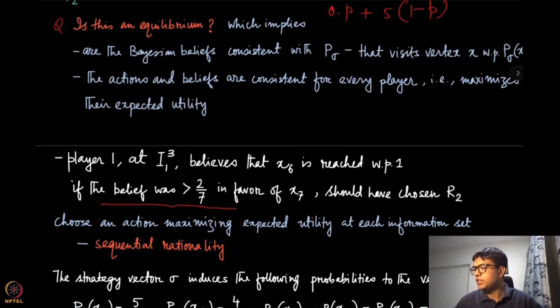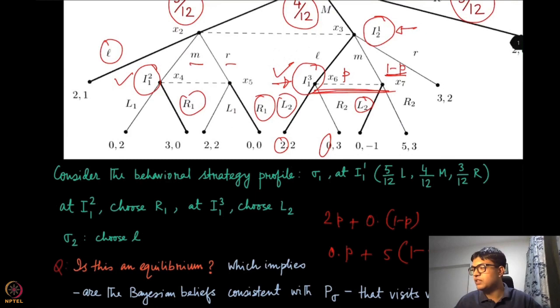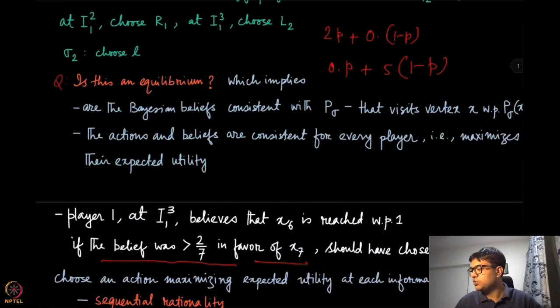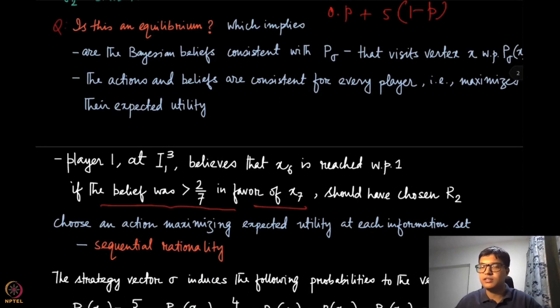So if this player thought its belief was such that this 1 minus P is larger than 2 by 7, which means that this P is at most 5 by 7, in that case, it would have chosen R2. So solve that inequality, you will find it.